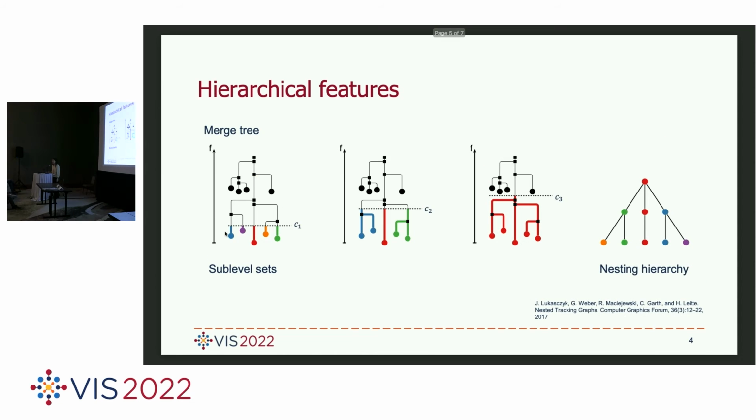As I said earlier, we wanted to use hierarchical features. A classic example of this is sublevel sets. For sublevel sets, if you have an ISO value, you get a set of components, right? And when you increase the ISO value, the lower ISO value components will be nested into the higher ISO value components. This yields a nesting hierarchy. But the problem with this is that it's a global threshold, and we need something local to address the challenges in the application.